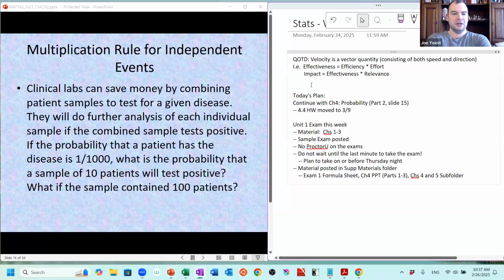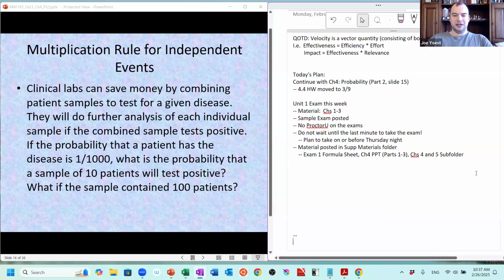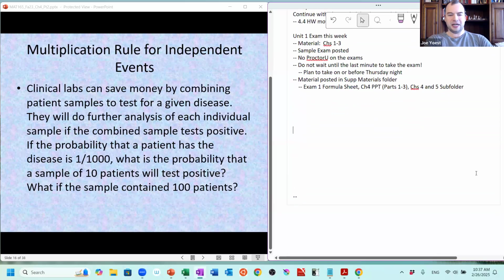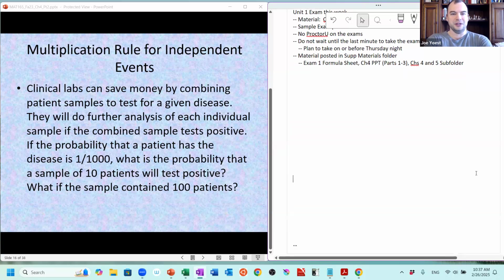Okay, so let's take a look at this example. It's somewhat of a toy example. I know some of you are going into medicine or science or nursing, things like that, so don't read too deeply into this example, but I think it's a good demonstration.